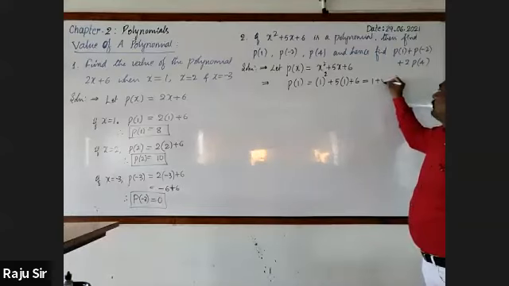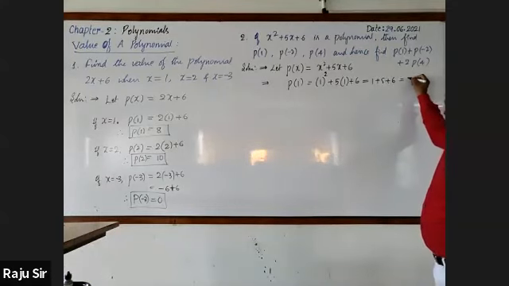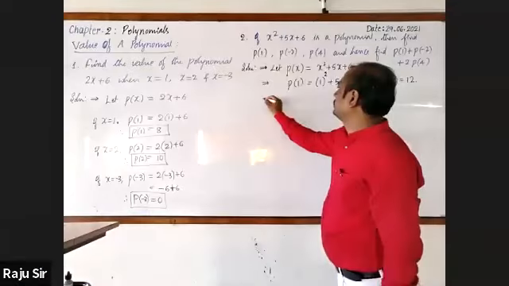Here, what is 1 square? 1. Here 5 ones are 5. So 1 plus 5 plus 6, how much will it be? 12.